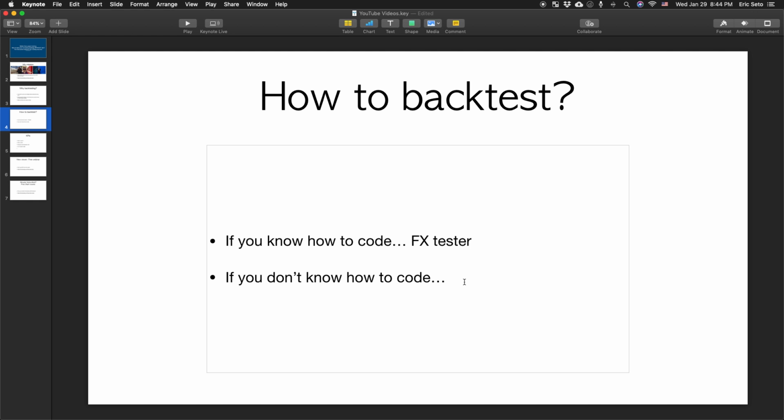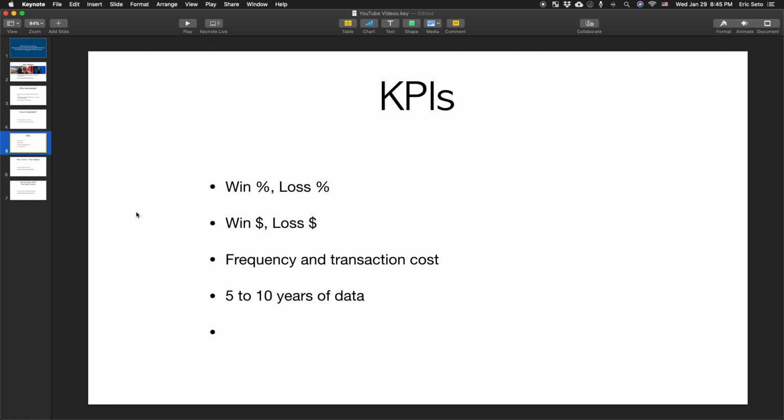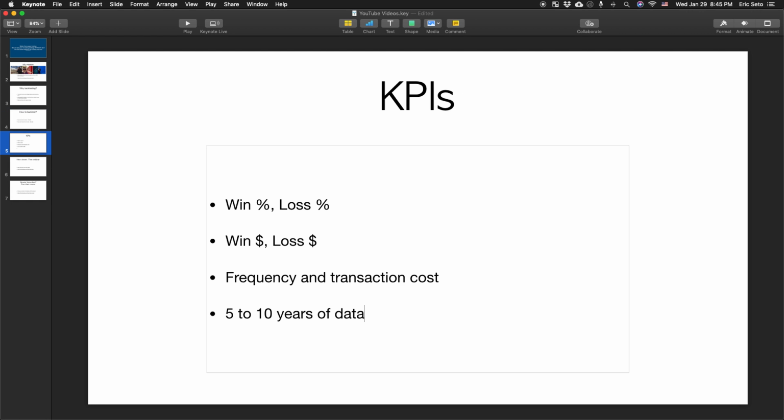So if you don't know how to code, then this video is really for you, and essentially you've got to do it manually. So even if you're doing it manually, such as paper trading, I'm going to recommend a method that is better than paper trading. So that's what we are going to talk about. Now, when you're backtesting, here are some key considerations, and these are the KPIs you need to keep track of. Your win percentage, your loss percentage, so how often you're winning and losing, how much you're winning and losing in terms of dollar value, your frequency and transaction costs, and then you need to use 5 to 10 years of data, perhaps more, and make sure you test different industries as well.